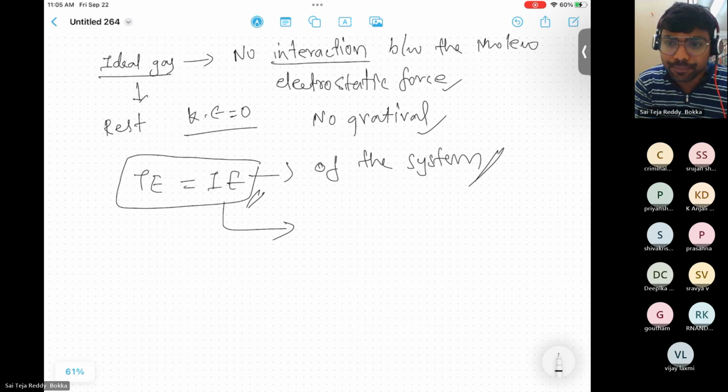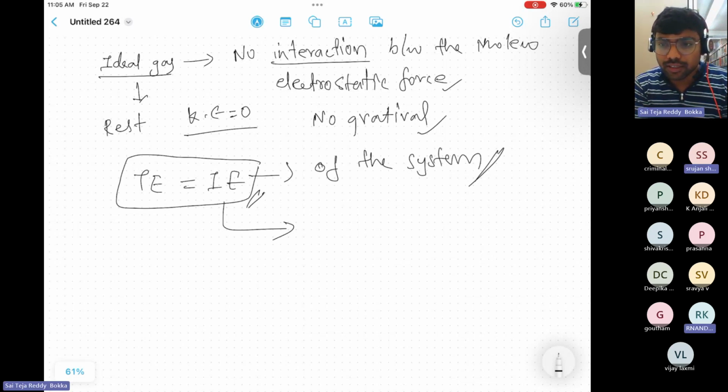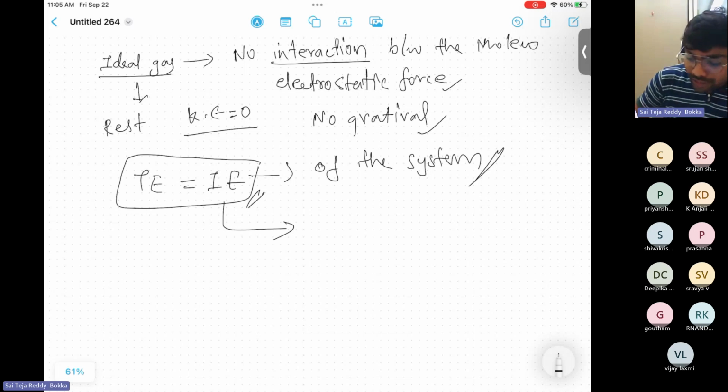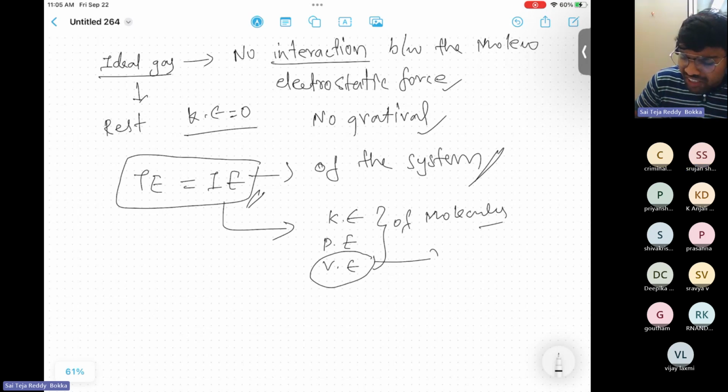So what have we discussed about internal energy just before this? We discussed some part of internal energy, right? Kinetic energy, potential energy and vibrational energy of molecules. Vibrational energy is considered at high temperatures. We are not considering it now.